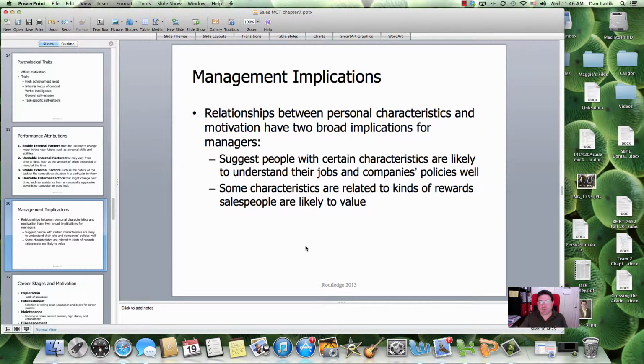So if we think about this from a managerial perspective, there is this relationship between personal characteristics and motivation. Broadly speaking, we have to understand how certain personality characteristics are going to fit within their job and within the company's culture and policies. Some characteristics are related to certain kinds of rewards that people are likely to value. You need to have a menu of rewards, basically.